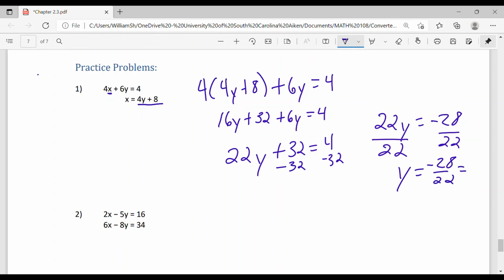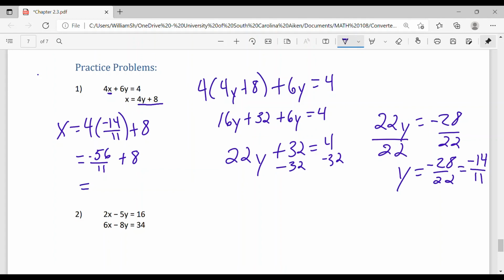Yes, we want to reduce. We divide both of those by 2. We get negative 14 over 11. That is what our y is. We know our y, we can solve for our x. x equals 4 times negative 14 over 11 plus 8. Let's see here. 14 times 4 should give us 56 over 11. It's negative, plus 8.